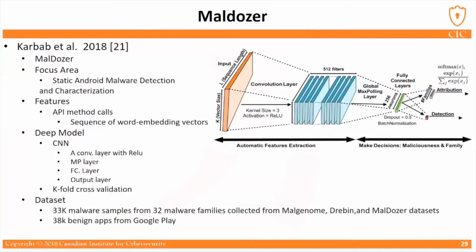And the last one is MalDozer, which is a static Android malware detection and characterization or attribution framework, and their features are based on API method calls, which is a sequence of word embedding vectors.